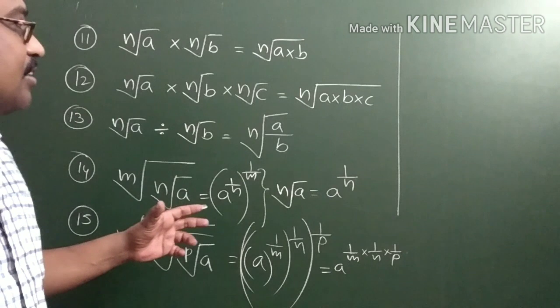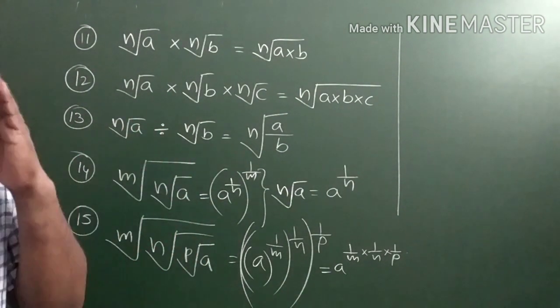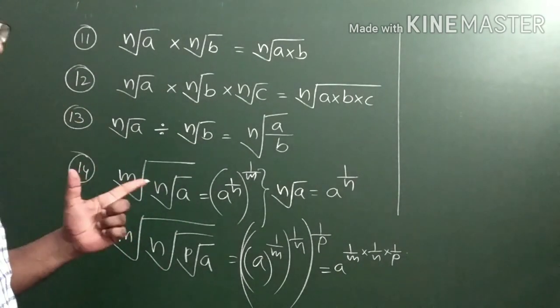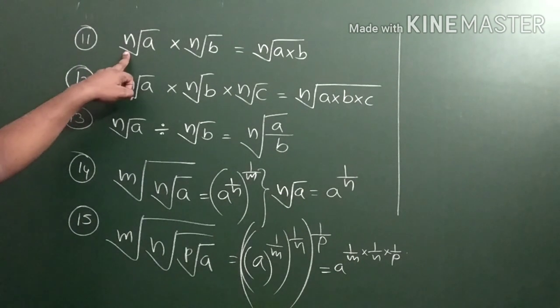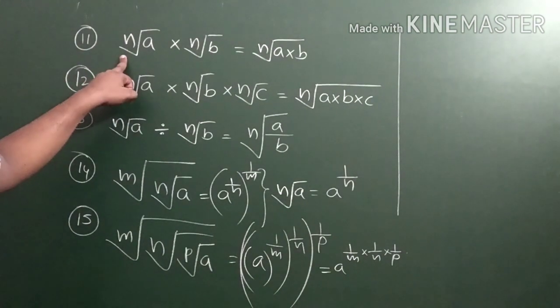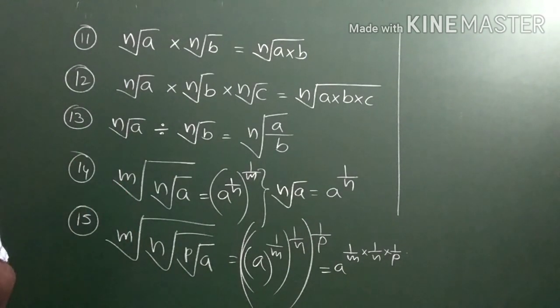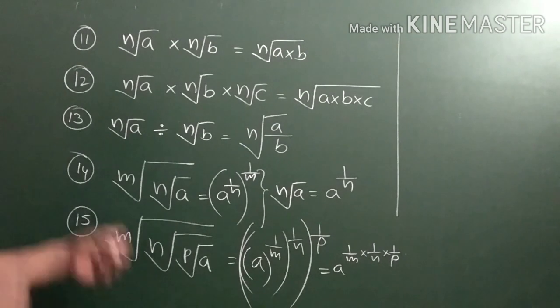Okay? So these are the formulae in laws of radicals. Before, one was laws of exponents and these are laws of radicals. Especially this nth root is called the radical sign. That's why these are called laws of radicals. Now we will solve some applications based on these formulae.